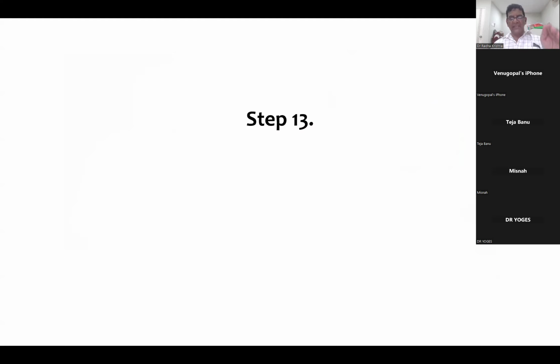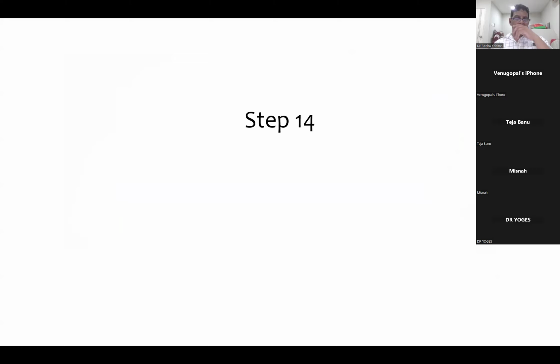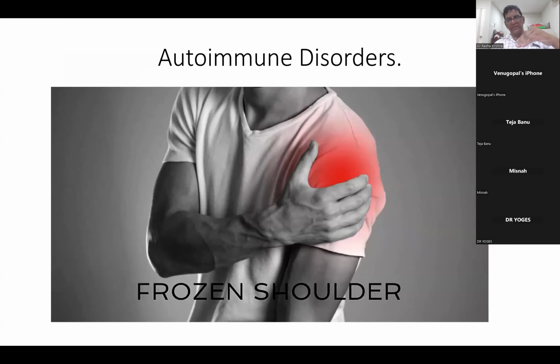The next step, if it's on the left side, then you ask for a history of heart attack or angina, maybe related to the neck, and we may misdiagnose this as frozen shoulder. It's important at this point, especially for patients 30 years and above, to take a very careful history. Ask for a history of hypertension, IHD, or exertional pain. Then the next step after this is autoimmune disorders.